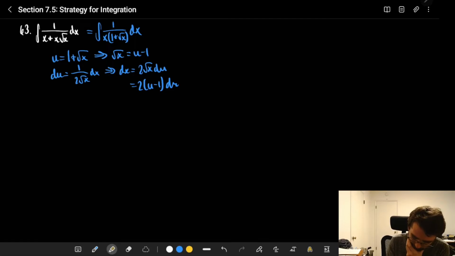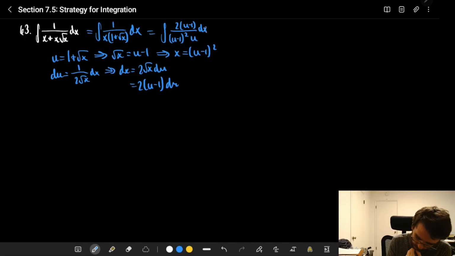And we're also going to need x, right? X appears here, but you can just get that by squaring this expression. So putting all the pieces together, you have the integral of 1 over x, which is (u minus 1) squared, 1 plus root x is just u, dx is 2 times (u minus 1) du. The u minus 1's sort of cancel, so pull the 2 out, be left with 1 over u times (u minus 1).